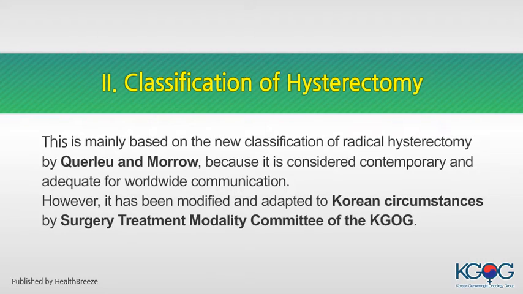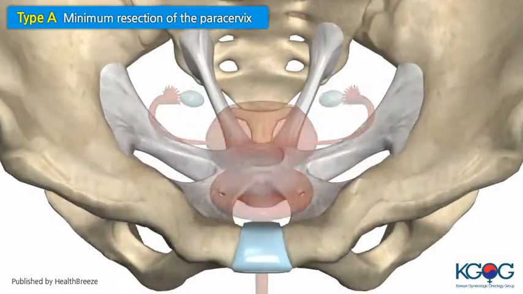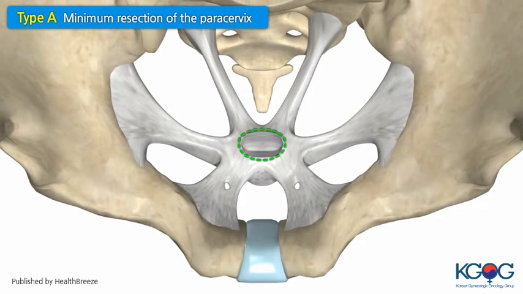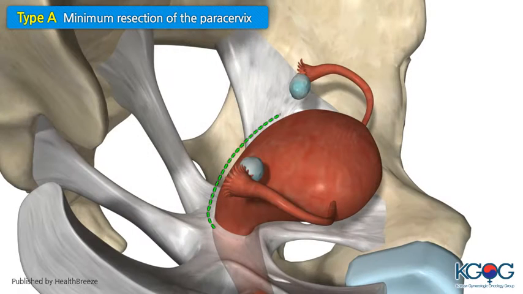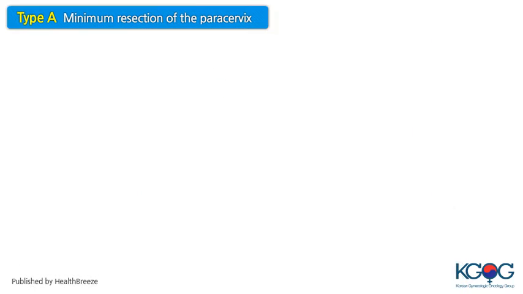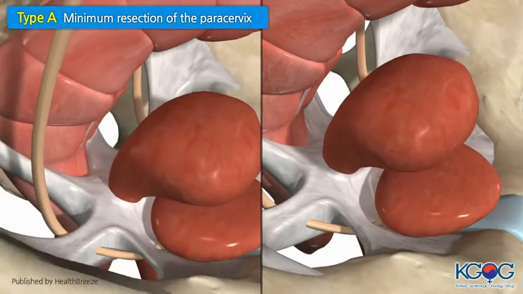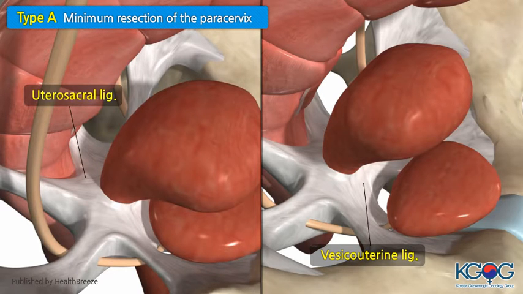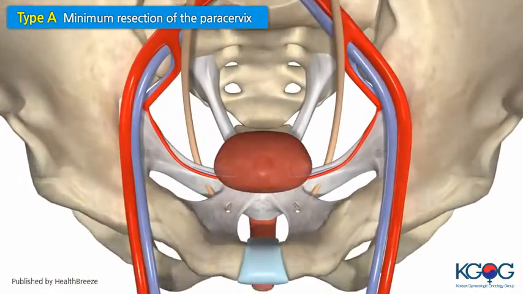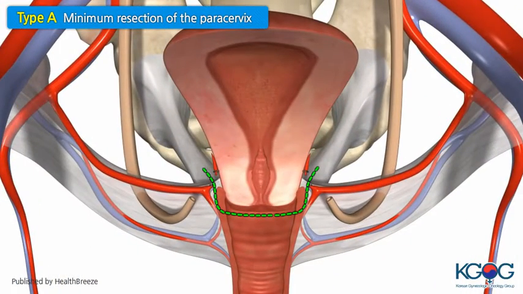Classification of a hysterectomy. Type A, minimum resection of the paracervix. This is an extrafascial hysterectomy. The paracervix is transected medial to the ureter and lateral to the cervix. The ureter does not need to be unroofed. The uterosacral and vesicouterine ligaments are transected closely to the uterus. The length of vaginal resection is generally less than 10 millimeters, without removal of the vaginal part of the paracervix.